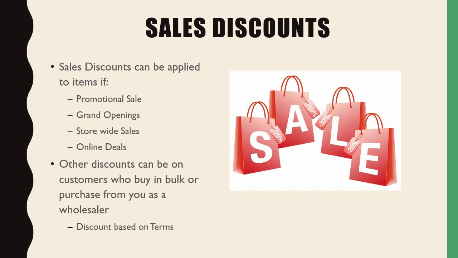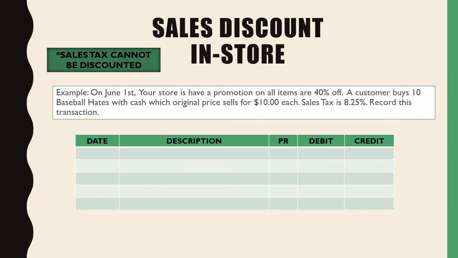So again, other discounts can also be offered. We talked about how vendors can give us terms. As a store, we can also offer our customers discounts by saying, hey, if you pay me back in time, I'll give you a discount off of that. So terms, once again, apply to both vendor and customer, okay? All right, and we're going to take a look at examples in the next couple of slides.